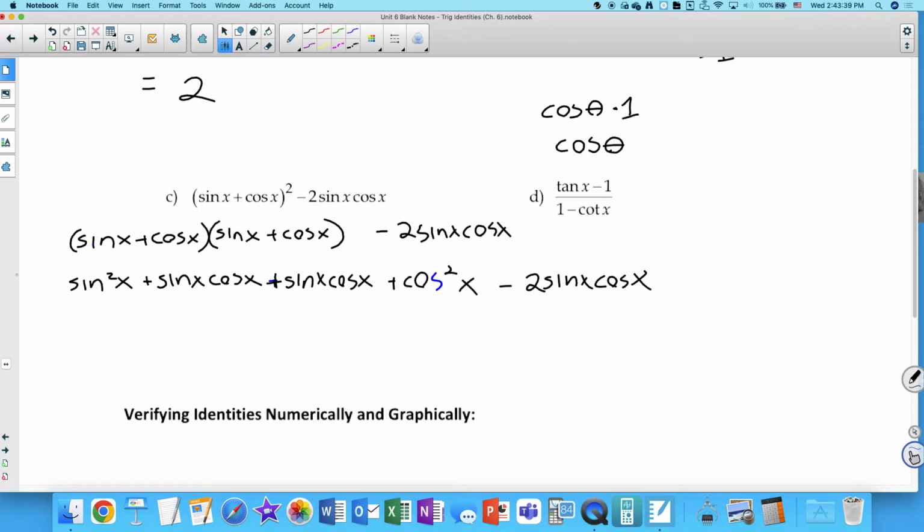So how does that help? The two sine x cosine x terms equal 2 sine x cosine x, so then you cancel out the negative. Yeah, so these make 0, they add up to 0. And then you have the Pythagorean identity, sine squared x plus cosine squared x, which is 1. It's so satisfying when you figure it out. I love this unit.